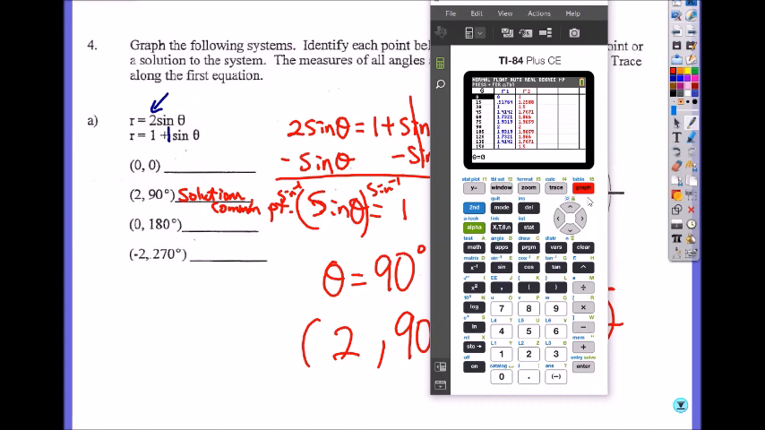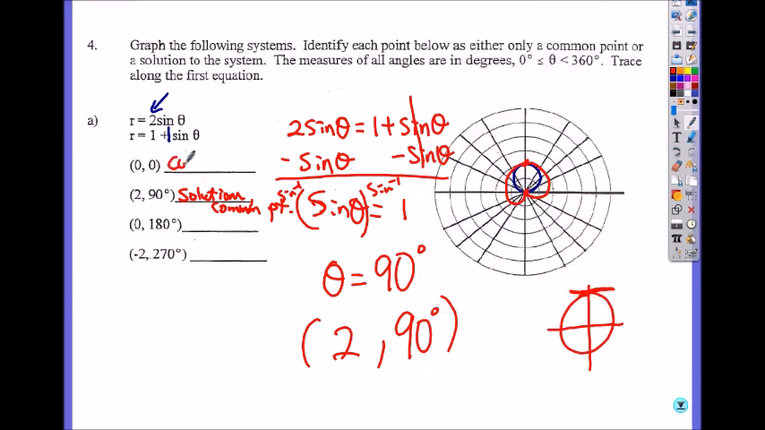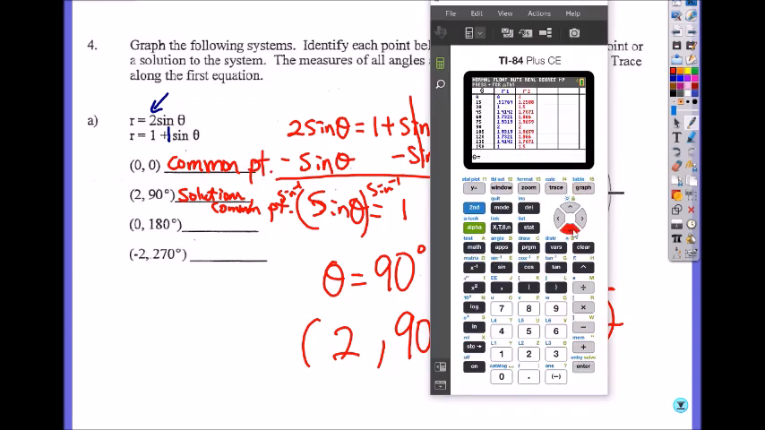But now we want to know where this point is, right? It's not always 0, 0. It won't always work. It's when the radius is 0. So when does radius become 0? When does radius become 0? Here. So actually it is 0, 0 for this one. So this is a common point. 0, 0, and 270. Yeah, where else? Is there any other point where the radius becomes 0?